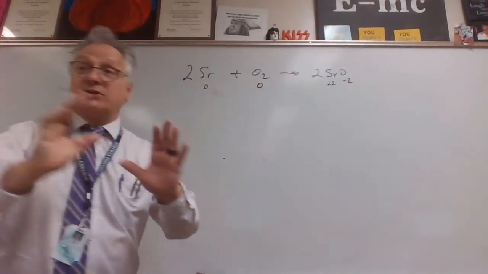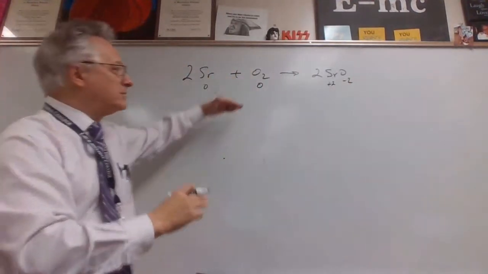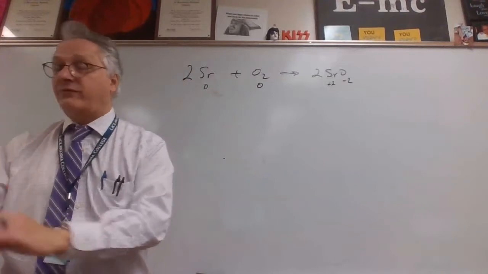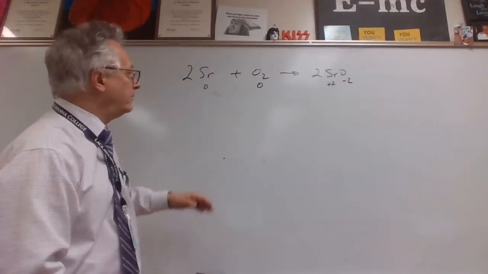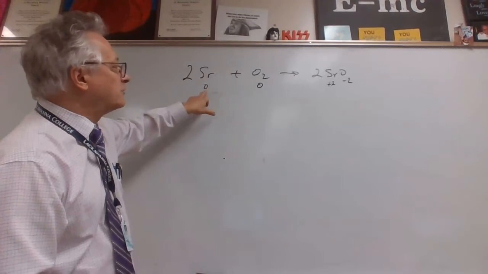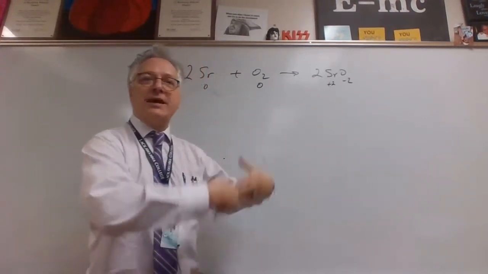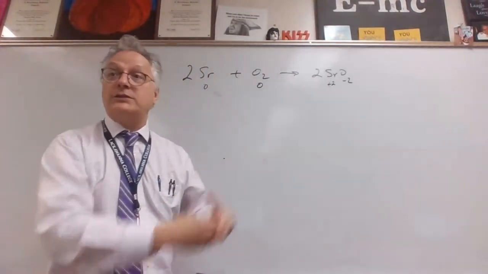So we can look at this right away without having to write the half reactions, but we're going to write the half reactions because they become very important later. We could say that strontium goes from a 0 to a plus 2. It must have lost electrons, therefore it's oxidized.